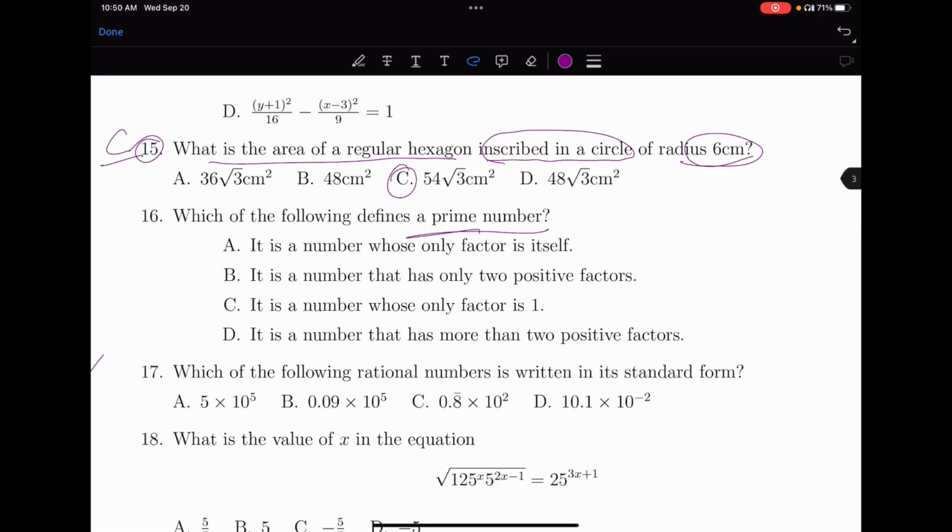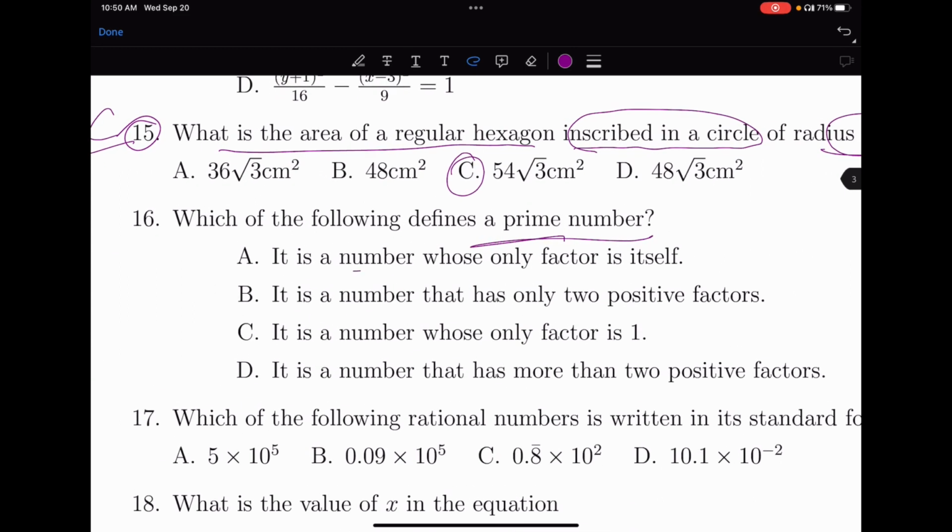16ኛው which of the following defines a prime number? Oh, prime number. A prime number is a number that is only divisible by 1 and itself. It does not have any other factors. ለዛ a ምን ይላል? It is a number whose only factor is itself. No, one is also a factor for the number.